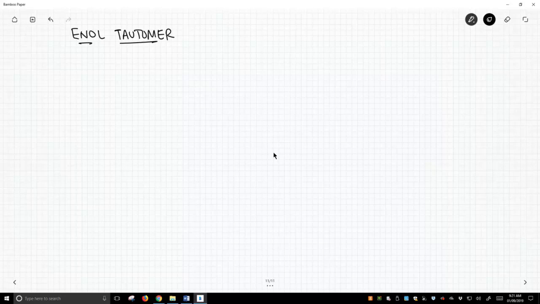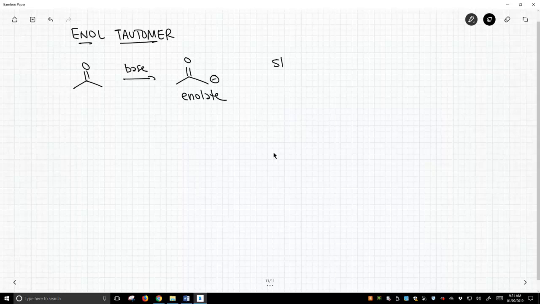the enolate. So the enolate, of course, I'm just drawing a simple ketone. If we treat this with base, we can form an enolate. We've seen this many times before, both in chemistry 250 and 350. We know that this is a strong nucleophile.